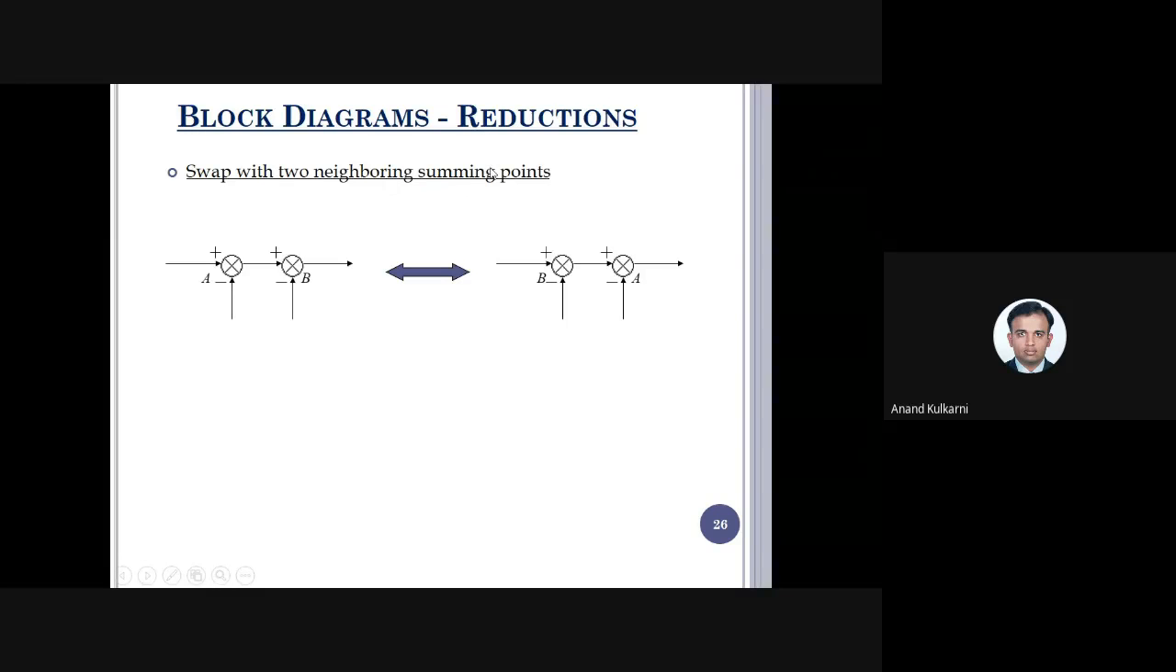Swapping the two neighboring summing points means A can be swapped here, B can be swapped here. But while doing it, take care of the sign. Whatever sign B has, you can swap it only with the proper sign. Don't swap without changing the sign. If you swap it and keep the previous sign, there might be a problem. Consider, if A was positive and B was negative, and you swap and write B as positive and A as negative, then it becomes confusion. Got it? So you can swap the positions provided you take care of the signs.